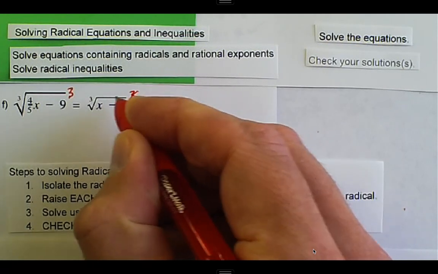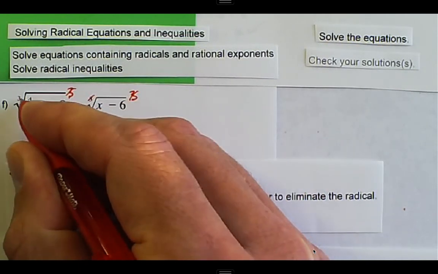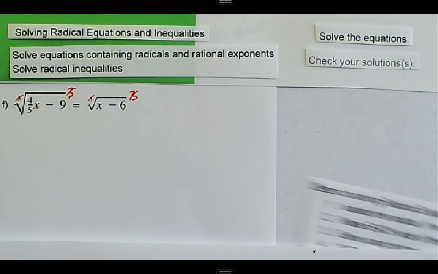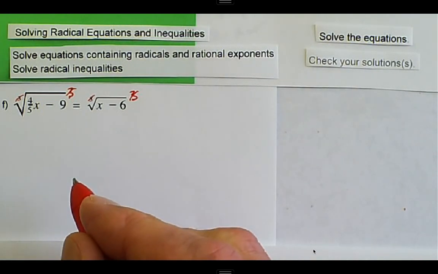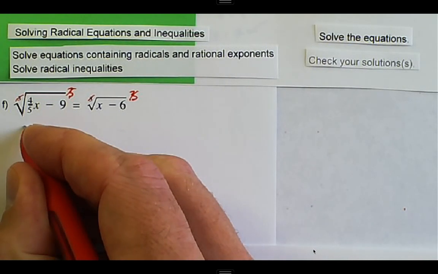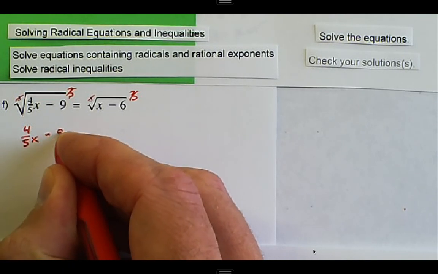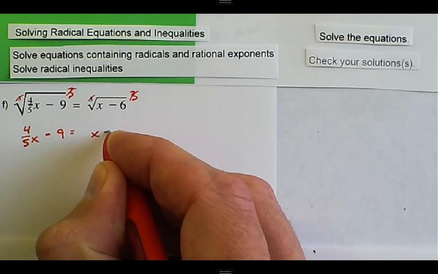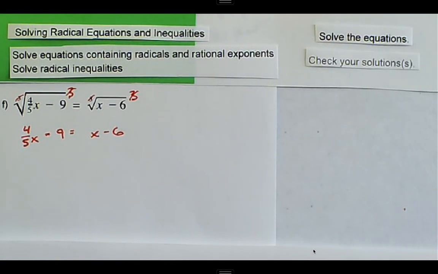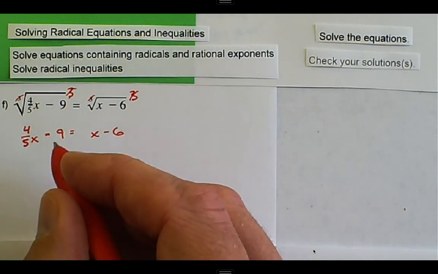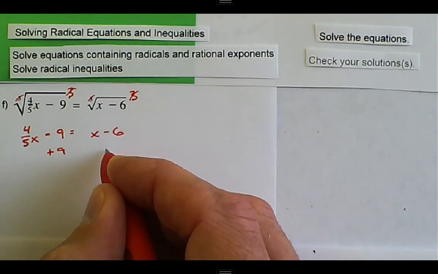The reason we did that is to cancel our cube roots. The next thing that we can do is just write down what's underneath the radical. So 4/5 x minus 9 is equal to x minus 6. From there, we want to get the variable by itself. So we can add 9 to both sides.